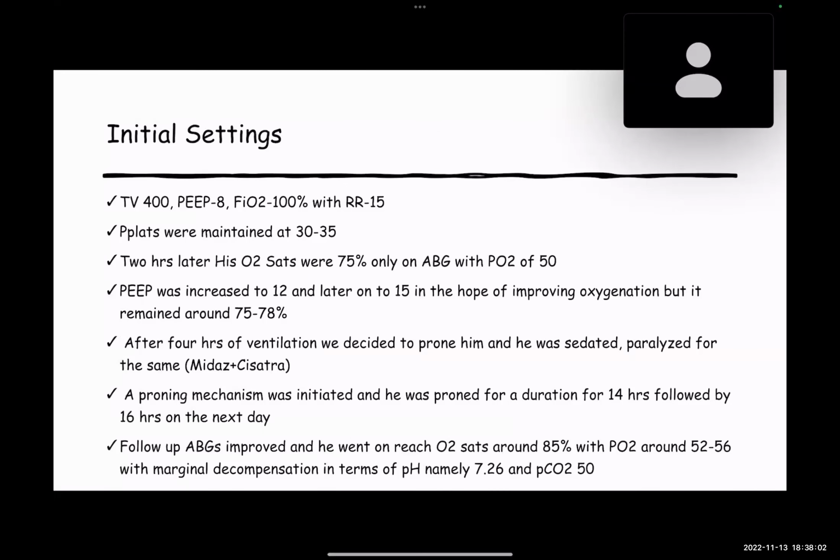Okay, sir. As we put the patient on invasive mechanical ventilation, our initial setting was volume control mode with a tidal volume of 400, PEEP of 8, FiO2 of 100% with a respiratory rate of 15. We tried to maintain a plateau pressure at around 30 to 35 centimeters of water. Two hours later, his O2 saturation was 75%, and on ABG the PO2 was 50. The PEEP was then increased to 12 and later to 15 in the hope of improving oxygenation, but in vain; the SpO2 remained around 75 to 78%. After 4 hours of ventilation, we decided to prone him, and he was sedated and paralyzed for the same.